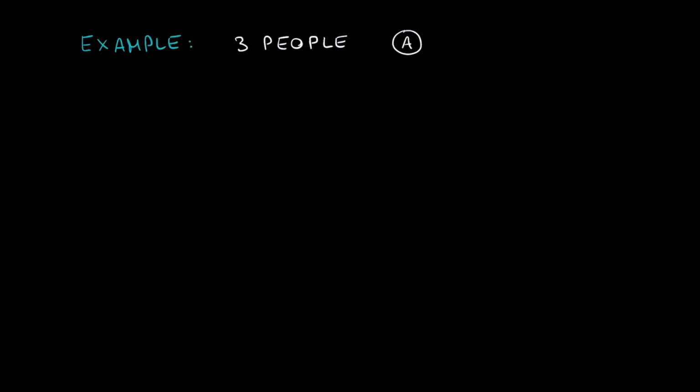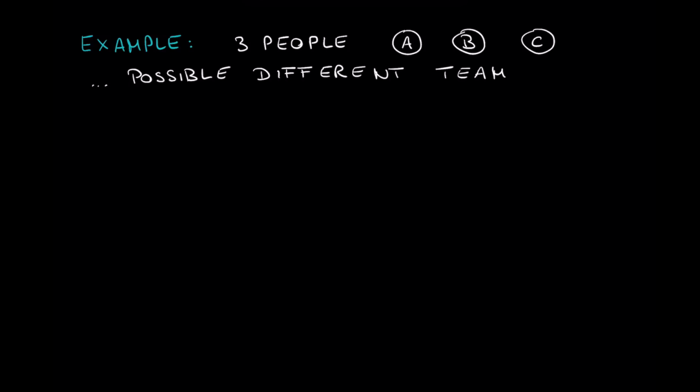Assume that you have a group of 3 people. How many possible different teams can you form from them? Different in this case means that the order does not matter, so a team of A and B is the same as a team of B and A.